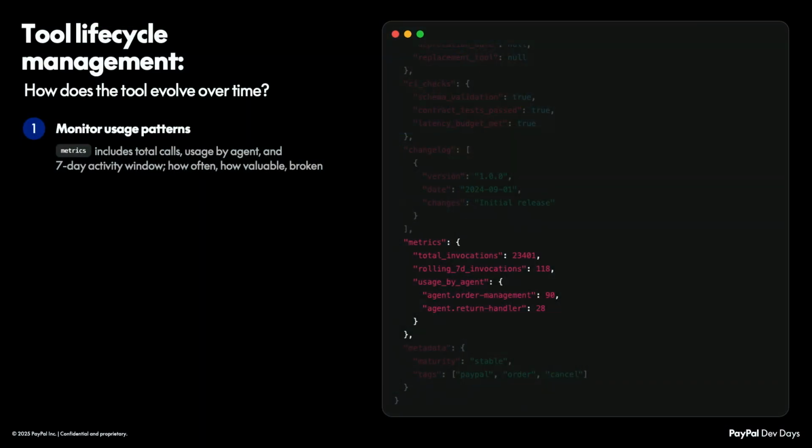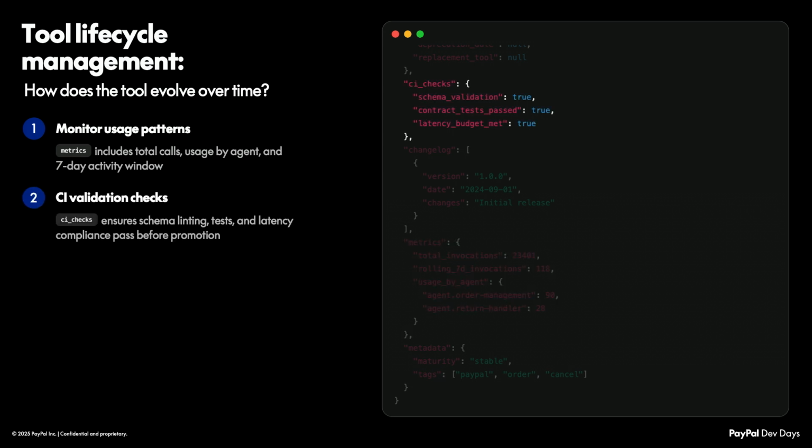And last but not the least here would be the third question as to how does the tool evolve over time, right? Some scenarios here would be, how do you monitor the usage pattern? Because now you have traffic coming into your agent, and how do you monitor those usage patterns? So you have metrics there that indicate the total number of invocations that your agent is having, the usage by agent, effectively rolling 7-day invocations there as well. And then how often and how valuable is the agent, and how broken is the flow? Because this will all give you guidance towards deprecation, towards management of the lifecycle of your toolkit there.